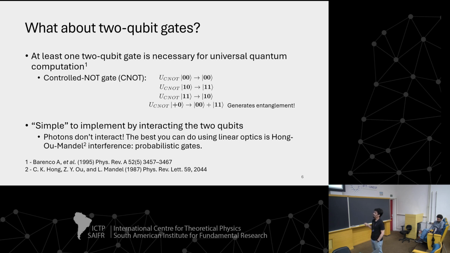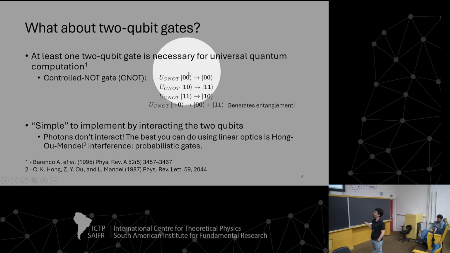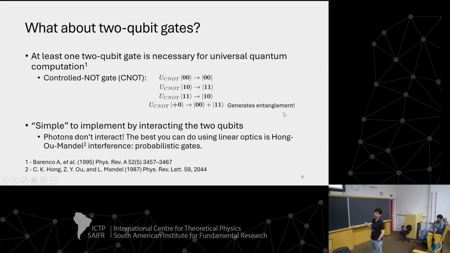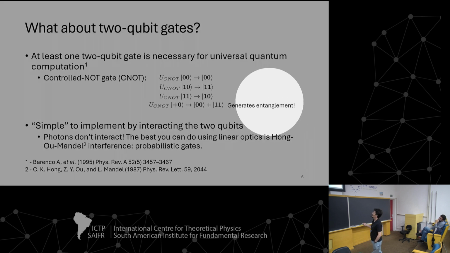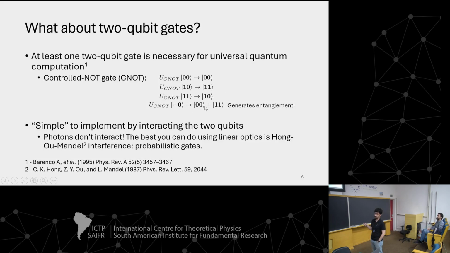So the idea is to do the controlled NOT gate. The controlled NOT gate operates like this. And it's important to us because it allows you to generate entanglement. So you can start with a separable state, and you apply a CNOT gate between 2 qubits, and you get an entangled state. Okay, you apply a Hadamard first, but anyways. So you see, you can start with this separable state, and you end up with an entangled state. So that's the way you generate entanglement.